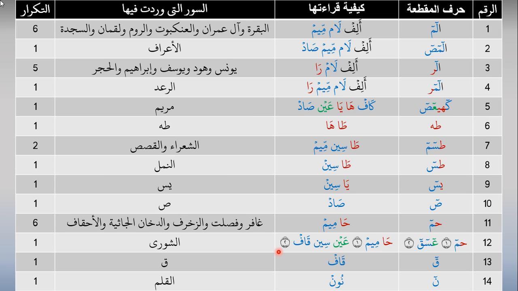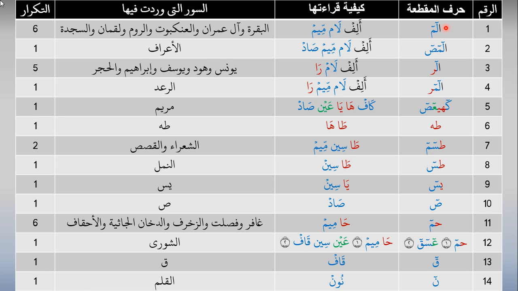Here we have examples of al-huruf al-muqatta'a, the separated letters. As we see, the following come in the entire Quran 29 times if we count 6 plus 1 plus 5 plus 1 plus 1 plus 1 plus 2 plus 1 plus 1 plus 1 plus 6 plus 1 plus 1 plus 1, and again that's a total of 29.